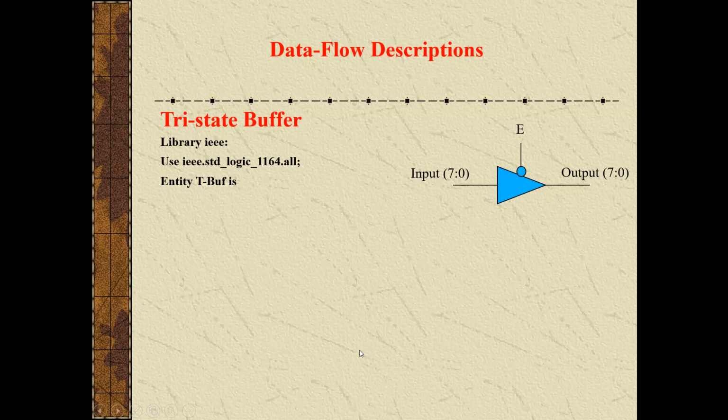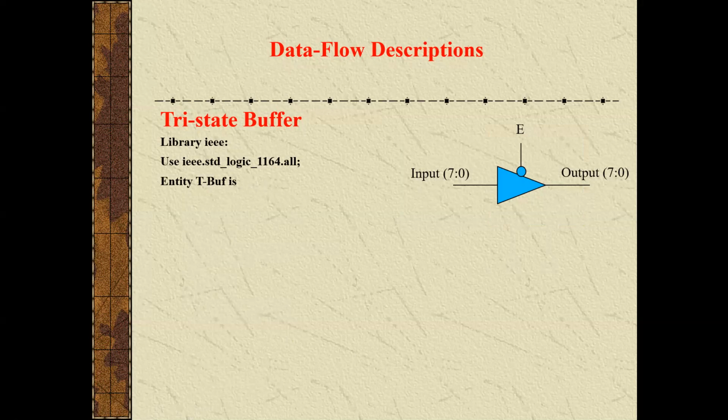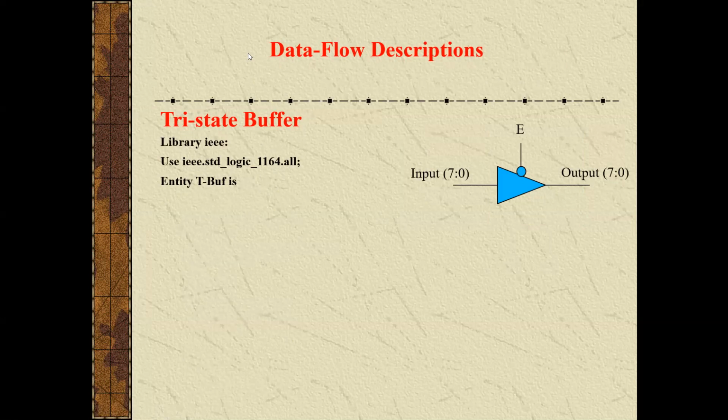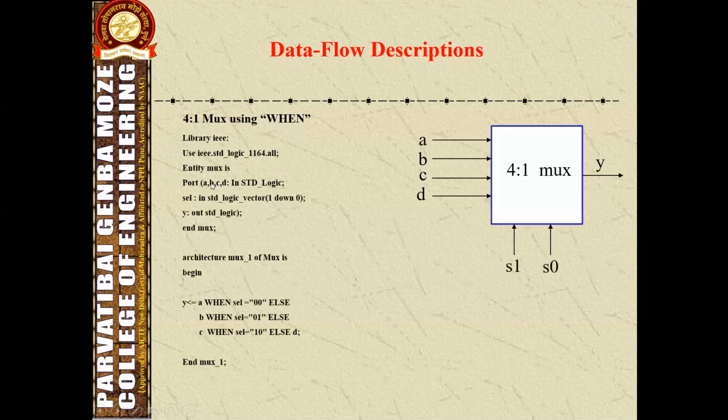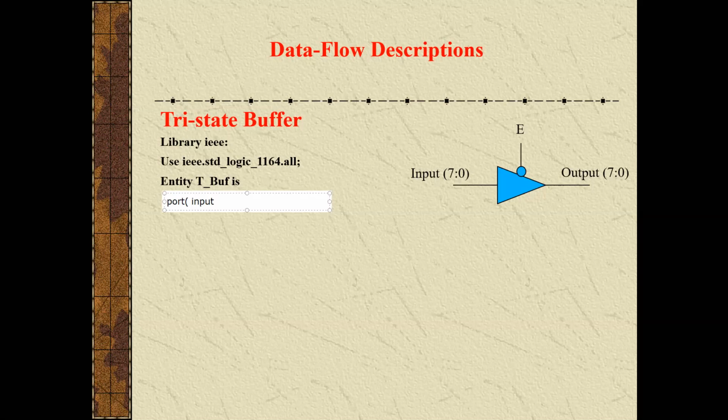So let's write the VHDL program. Here we have already mentioned the library, and we have considered the entity name as t underscore buff. The name of the entity is t underscore buff. Let's start assigning the code. There are only three terminals. The first terminal is the input. We can assign the name input also.